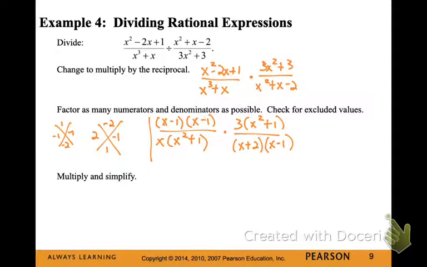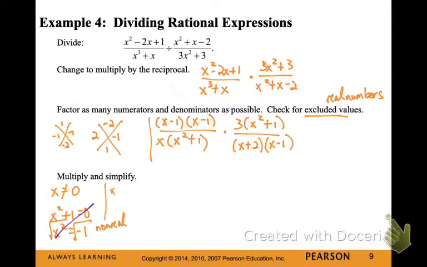Now I'm going to check for my excluded values before I multiply. I'm looking for any values of x that would give me non-real numbers. So x cannot equal 0. Now notice my second denominator is x squared plus 1. When I solve that, I get x squared equals negative 1, and if I take the square root, that would give me the square root of negative 1, which is non-real. So I don't need to worry about any value for that expression. X plus 2 means that I need to exclude negative 2. And finally, x minus 1 in our denominator means I need to exclude 1 for x.